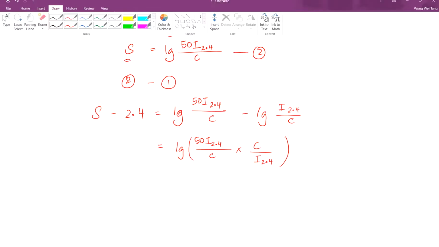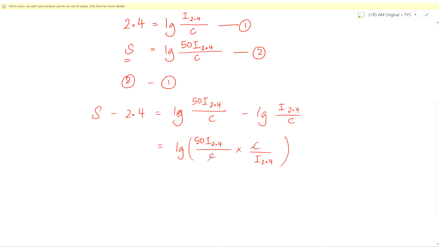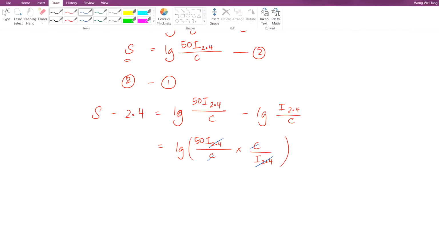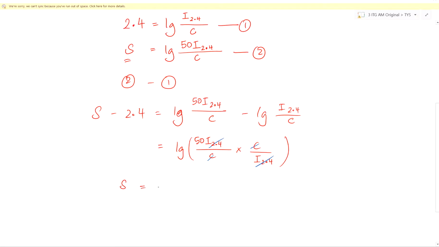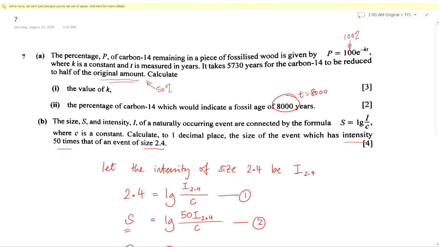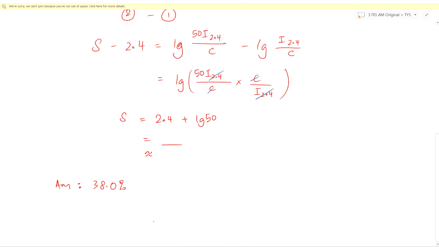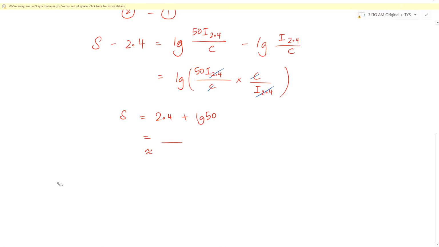Now things will start to get easier. We can divide by c on both sides, both numerator and denominator. We can likewise divide by I 2.4 in both the numerator and the denominator. So now we are left with s equals to 2.4 plus log of 50. So we get a value, round it off, because they want it to be in 1 decimal place. So after you round it off to 1 decimal place, our answer will be 4.1.